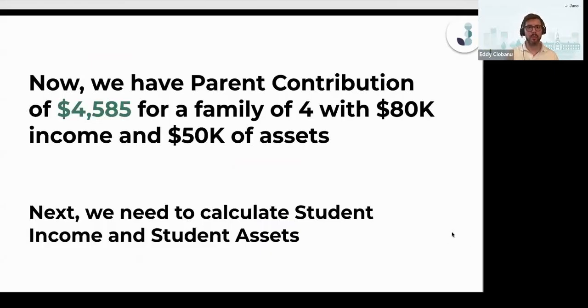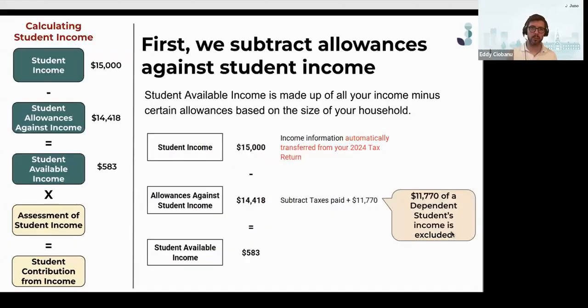So we had the $15,000 student income. We have to get to the student available income next. This information is automatically transferred from 2024 tax returns. On the FAFSA, you have to agree to this, and so you don't have a choice. You have to agree to the IRS data retrieval tool, and it pulls in your information automatically. Now, it's a great thing to have happen. It reduces your FAFSA completion times to a much shorter amount.